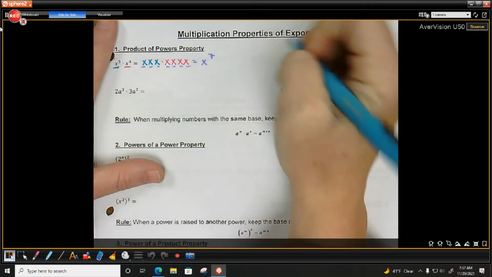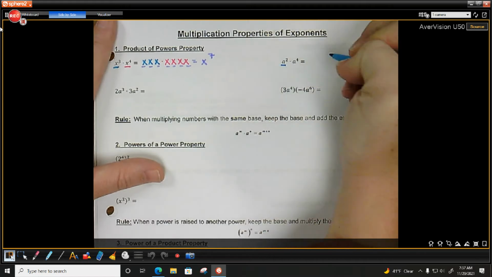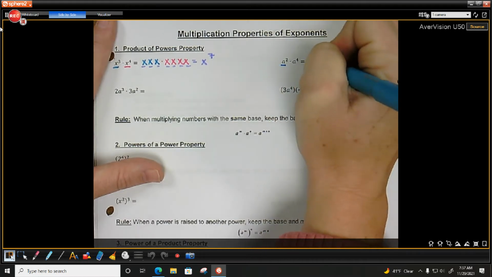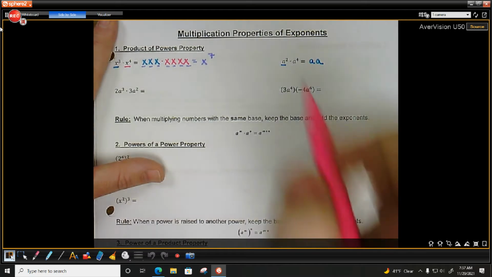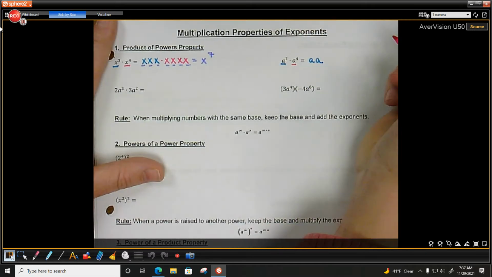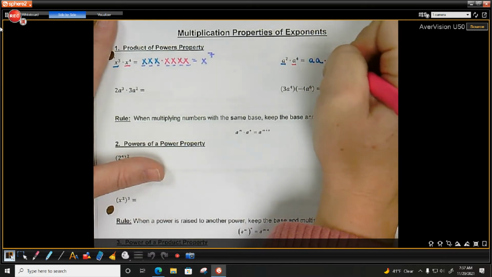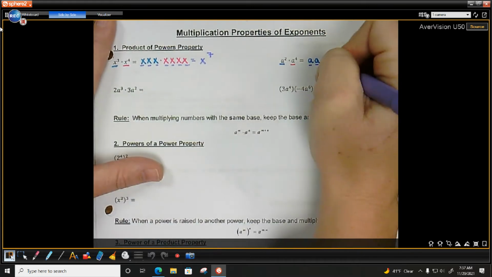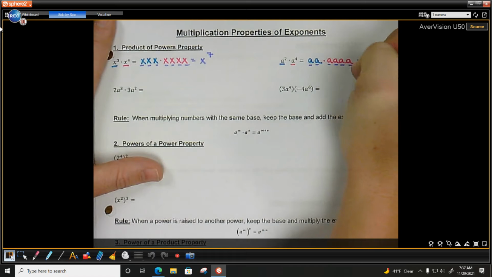Okay, next one. A to the second means what? A 2 times. A to the fourth means what? A 4 times. So let's count them up. How many a's do you have in all? So a to the 6th power.